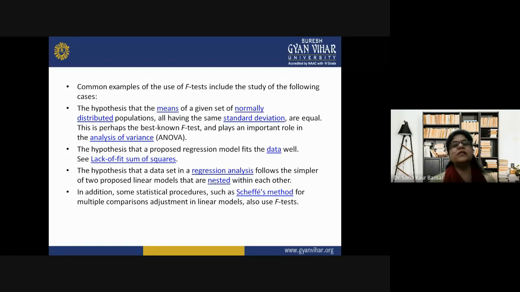Okay, so these are different examples I have given you, students, about how the means, when they are given in different sets, are normally equal, and when the variance is also equal, how we are going to test the hypothesis that the data is dispersed in a normal manner.